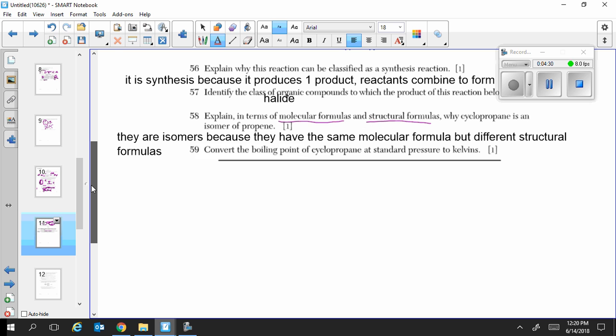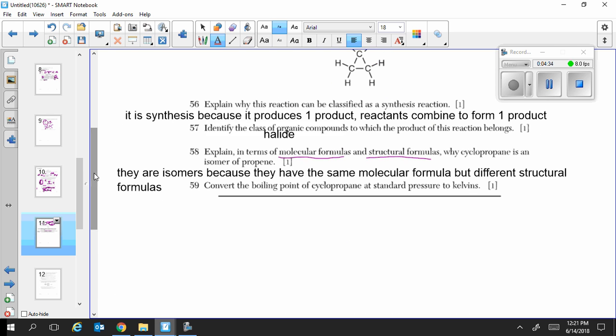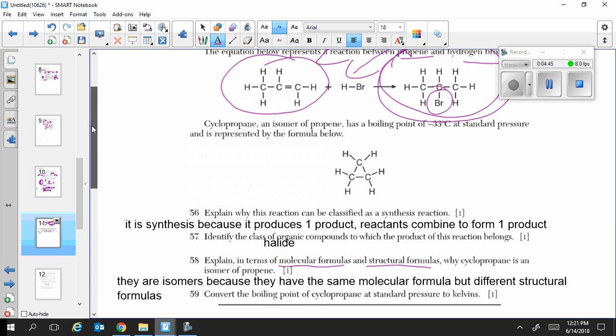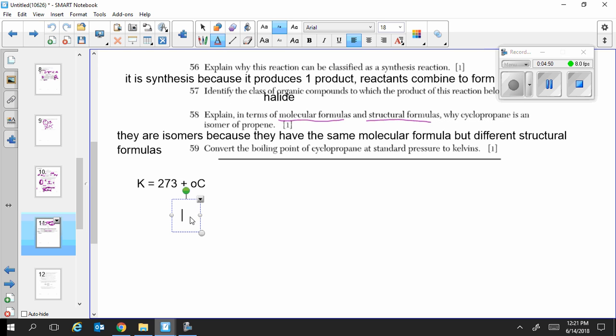All right, convert the boiling point of cyclopropane to K. First of all, I know K is equal to 273 plus degrees Celsius. So I'm going to go up here and find the boiling point. It's negative 33. So negative 33 plus 273 is going to give me 240. Yep, 240. So I write 240 K.